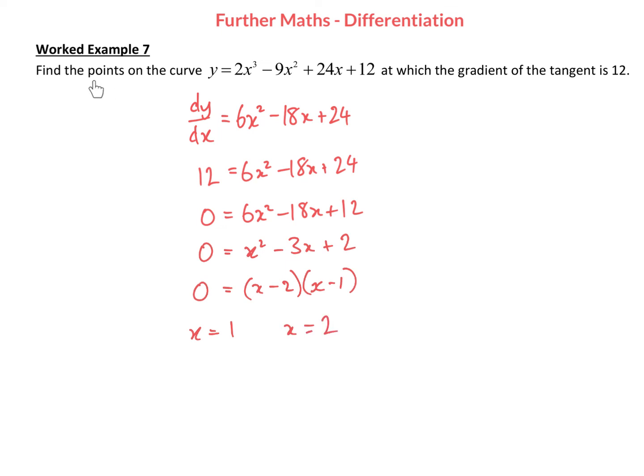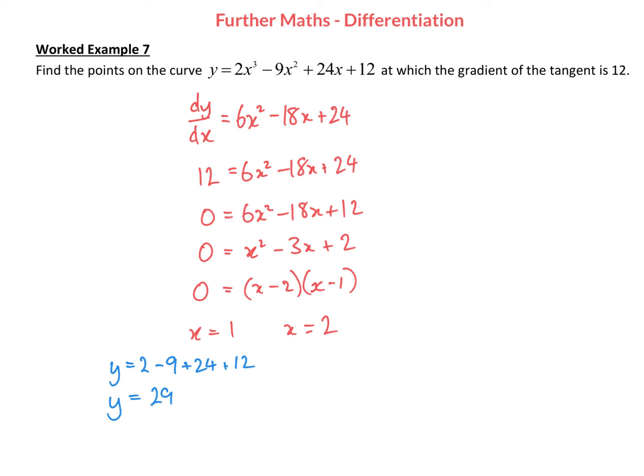We weren't asked to find just the x values, we're finding the points on the curve. So we now need to take that and plug it into our equation for y. So y equals what? Well, if x is 1, y is 2 times 1 cubed, which is 2, minus 9 times 1 squared, which is just minus 9, plus 24 times 1 plus 12. So in this case, y equals 29.